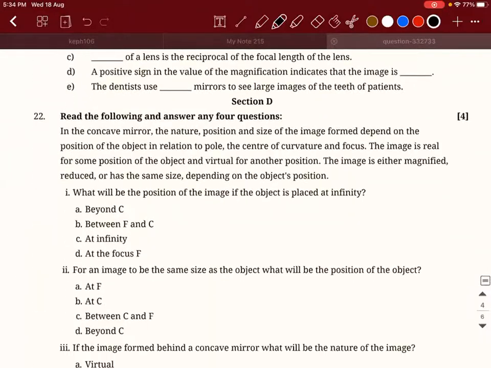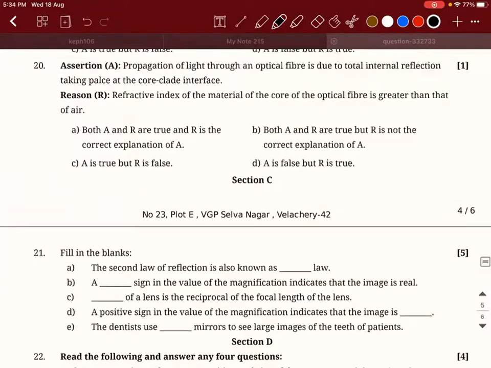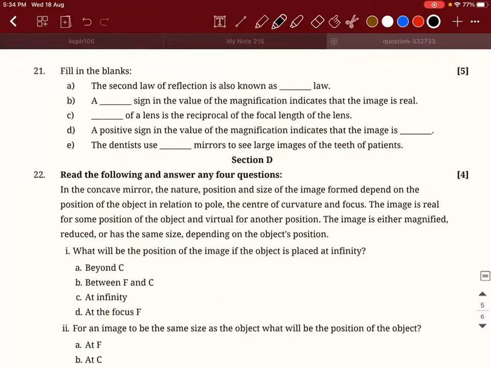So assertion reason, I want you guys to try before I solve. Let's go to the 21st part.